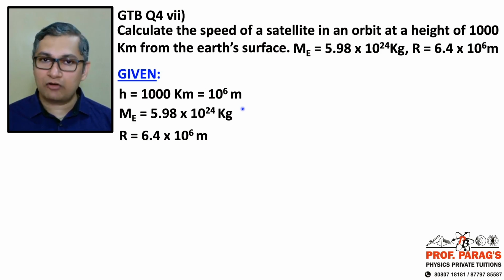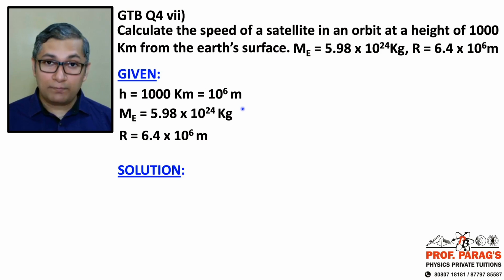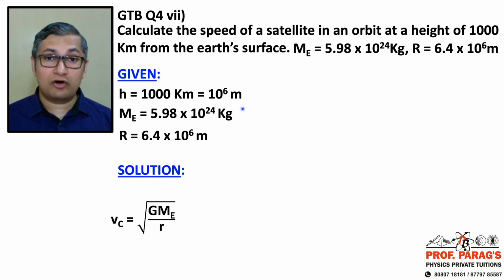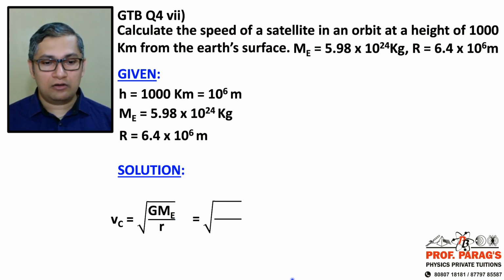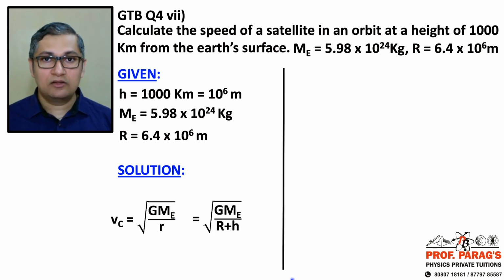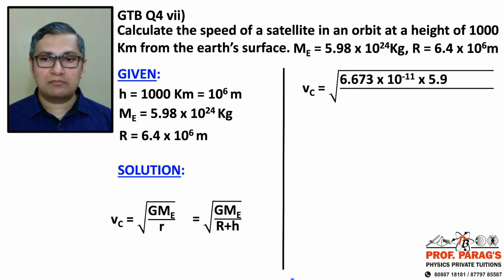Okay, so again, this is a very simple substitution question. We just need to know the formula, plug in the numbers and get the answer. So the formula for VC, we know critical velocity. They want speed, so that's the critical speed of the satellite. It's going to be square root of GM by r, GM by small r, and the suffix e has been put because it is nothing but the mass of Earth. So GME by r, or if you want, you can replace small r with capital R plus h.